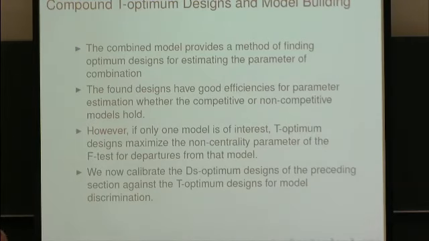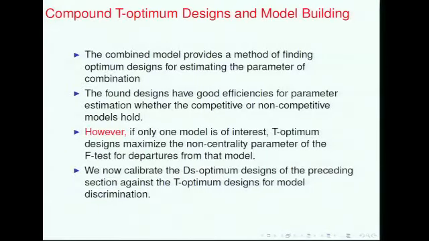And what I then went on to do was to find some T optimum designs, and I'll then compare them briefly with the D optimum designs. So this combined model provides a method of finding the optimum designs for estimating the parameters of combinations. However, if only one model is of interest, T optimum designs maximize the non-centrality parameter of the F-test for departures from that model. What you really want to do, if you want to test whether a model is true against some other model, then you need a statistical test of maximum power. And T optimum designs provide those.